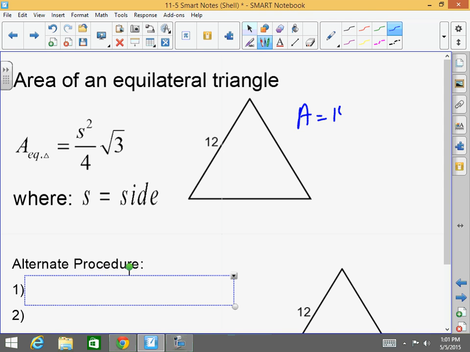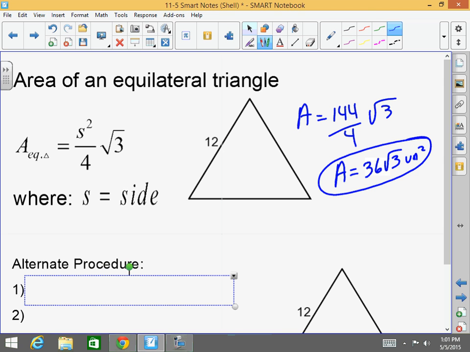That's exactly correct, my brother. 12 squared is 144 divided by 4 times the square root of 3. That's going to be 36, correct? So my area would equal 36 square root of 3 units squared. Okay? That's simple.